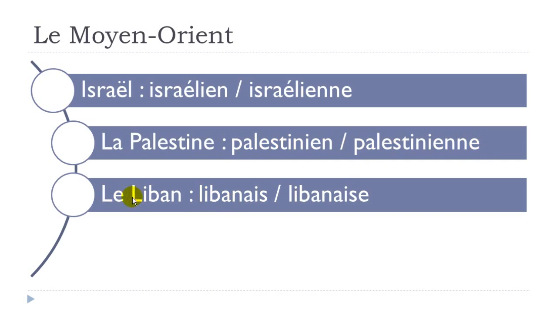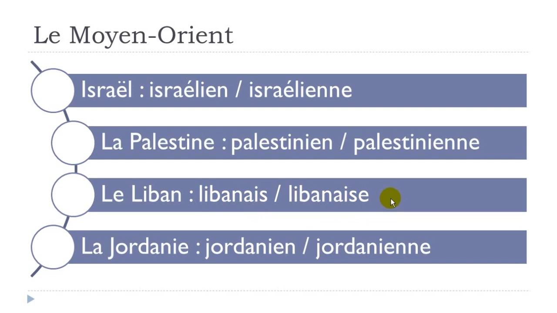Le Liban, Libanais, Libanais, Libanaise, okay, Libanais, Libanaise, and then Jordanie, Jordanien, Jordanienne, okay, yen, yen, Jordanien, Jordanienne, okay, so let's see them one more time.